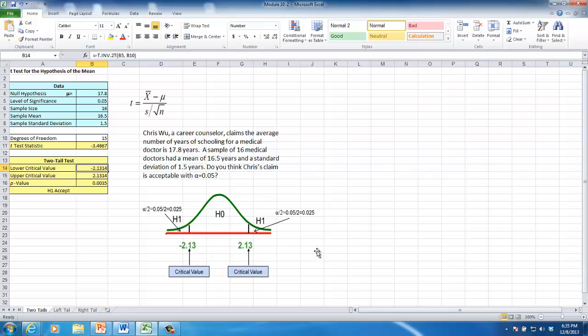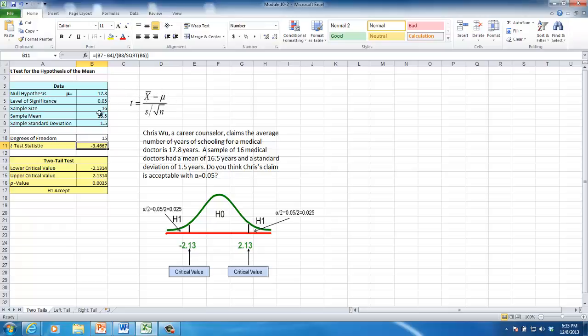Now any number between minus 2.13 and plus 2.13 would mean H0 is accepted. Any number beyond these points, any t statistic beyond these points, will show us H1 should be accepted. Now if I look at B11, which has the formula for the t-test, which is x bar minus mu.